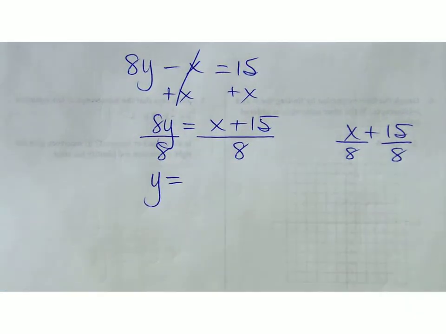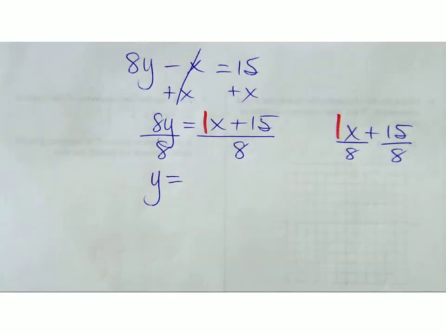my slope is not 8. There is a 1 where? In front of this. So what do you really see? 1/8. So y is equal to 1/8 x.